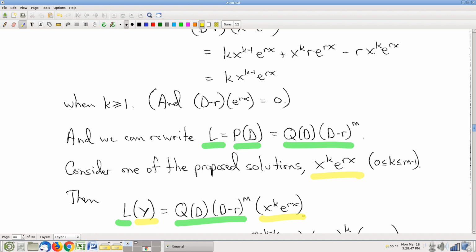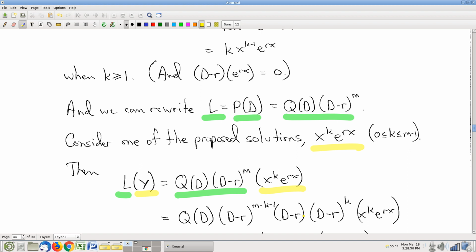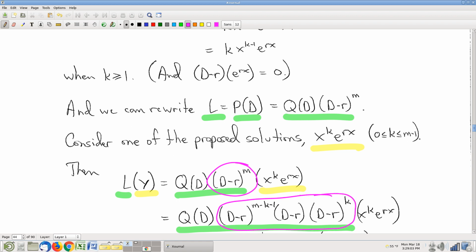So there's our L. The y that we're testing is x to the k, e to the rx. And now all I'm going to do is spread out this L. Specifically, I'm going to take the m factors of d minus r and spread them out like this. I'm going to peel off k of them and put them on the right, and then one more I'm going to put here, and all the rest, if there are any left over, I'll put over here. How do I know I have enough? Well, by assumption, k is less than or equal to n minus 1, and that says this can always be done.